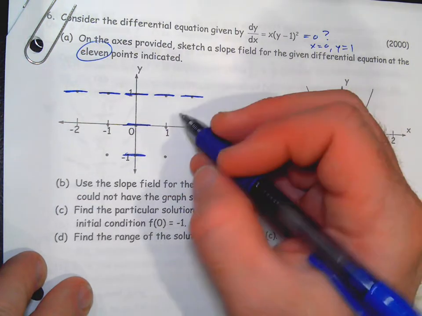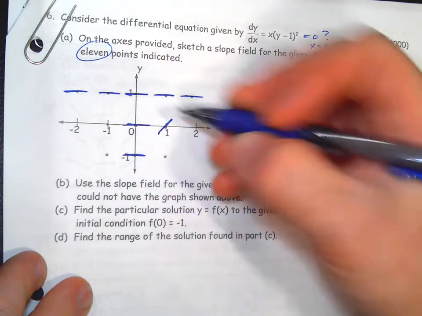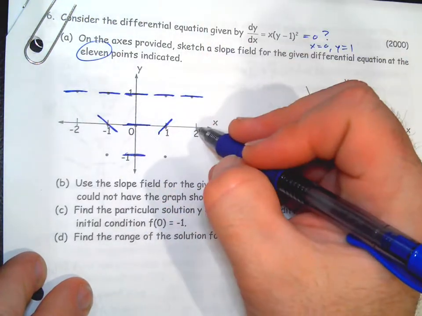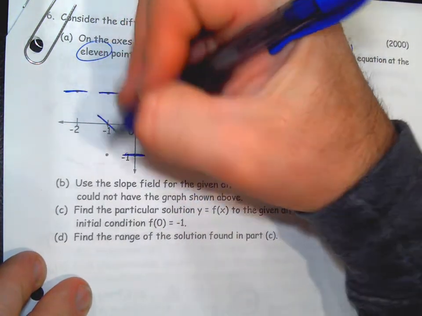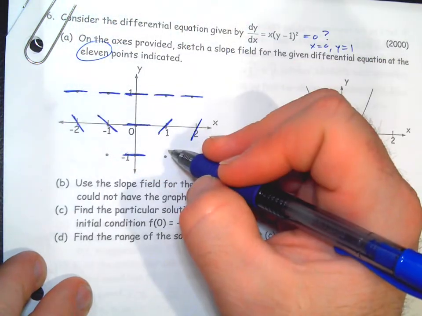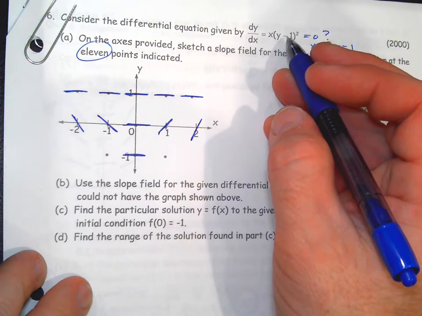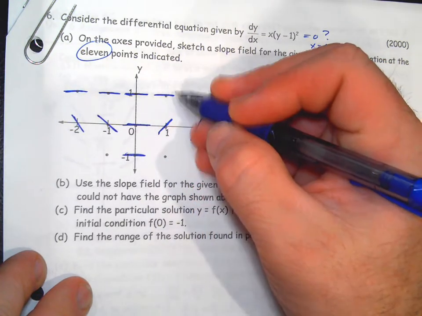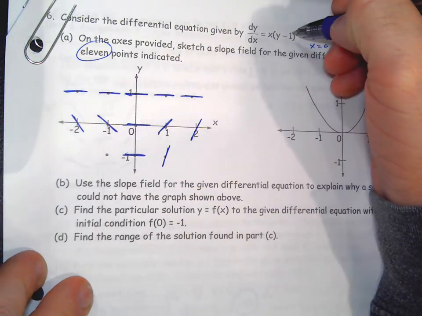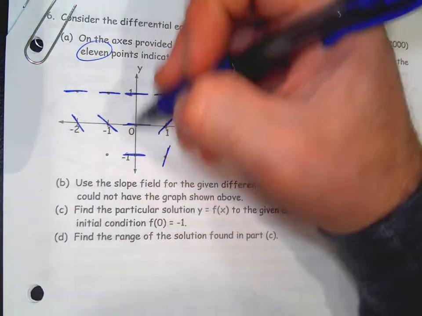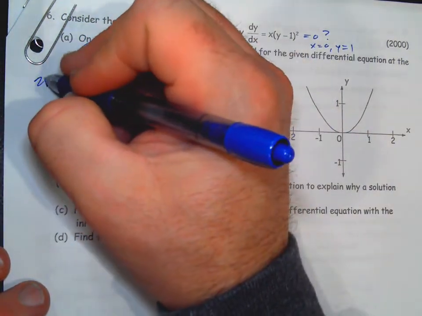That's nice. 1, 0 is going to be positive 1. Negative 1, 0 is going to be negative 1. 2, 0 is going to be positive 2. Negative 2, 0 is going to be negative 2. 1, negative 1 is going to be positive 4. And negative 1 is going to be negative 1 times negative 2 squared, which is 4, so negative 4. So there you go, there's your slope field, 2 points.